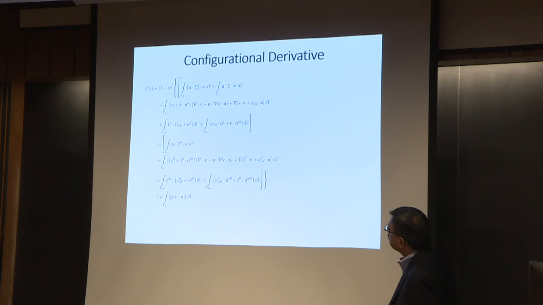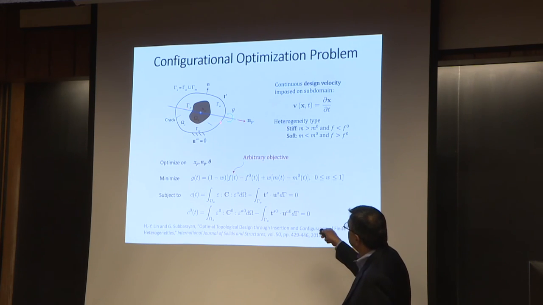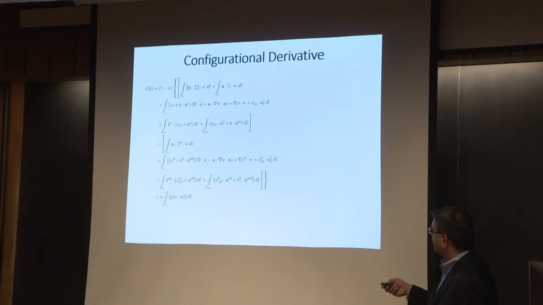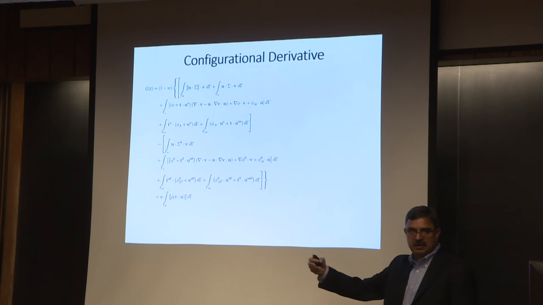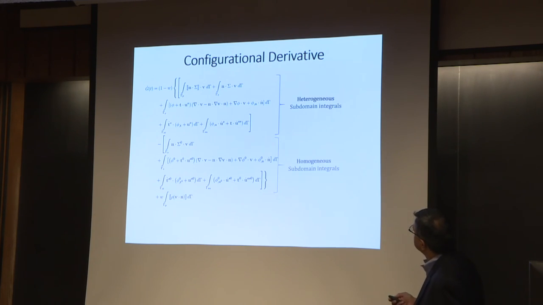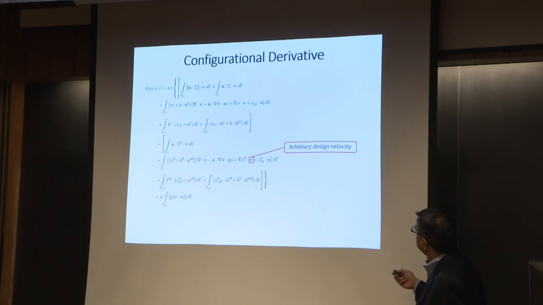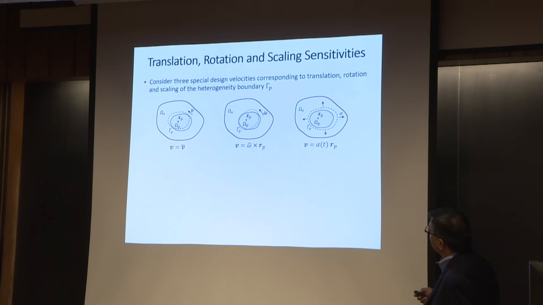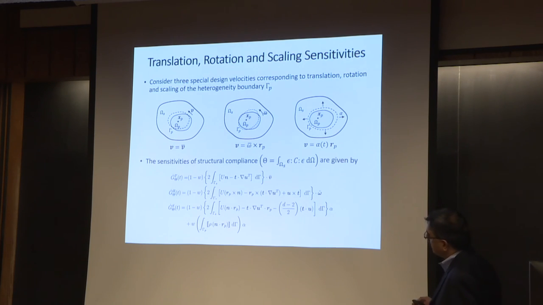And I ask the question, what is the change in the objective due to change in boundary of either the inclusion or the outside boundary? So that you can derive. It's a very long expression, but it turns out it's not important for us to look at this big expression. But this V here is the velocity with which the domain is changing, the velocity at every point inside the domain. And I simplify this arbitrary design velocity. And this quantity here comes about quite a bit. Anytime you have an inclusion, that's the configurational tensor. And then you can ask the question, what if my velocity were either a translation, rotation, or scaling? And that reduces the problem quite a bit.